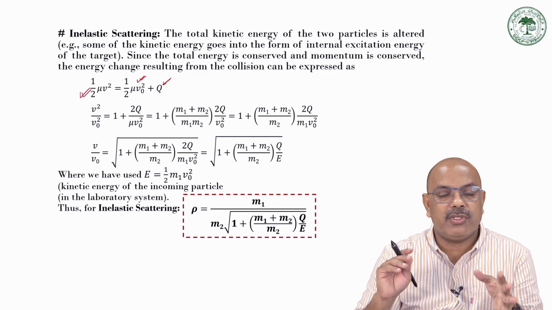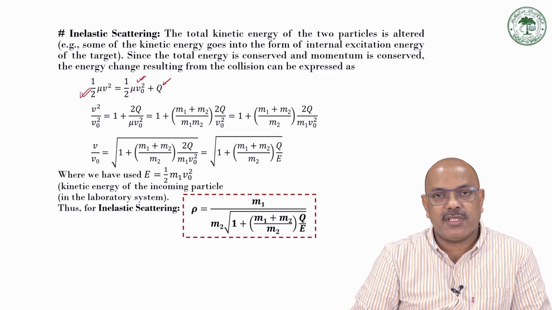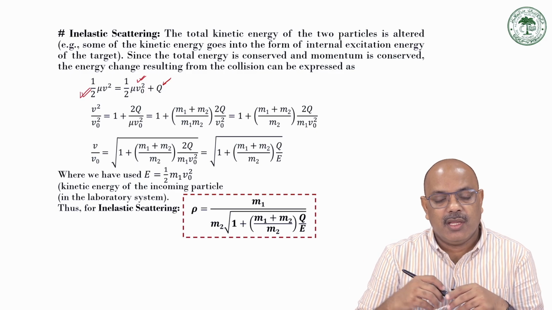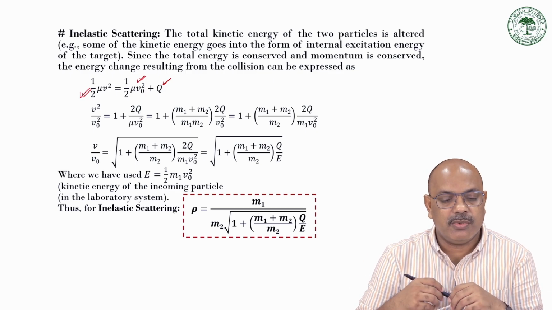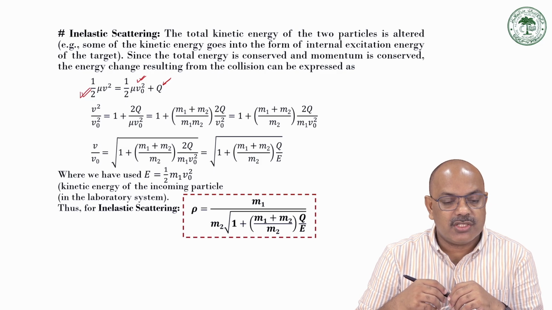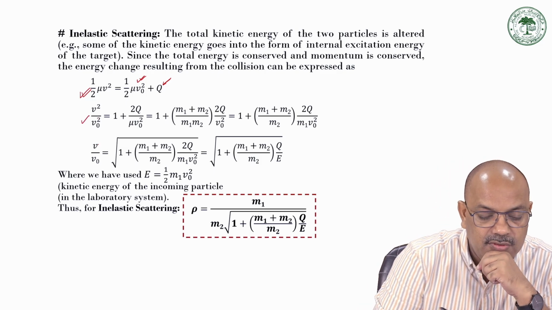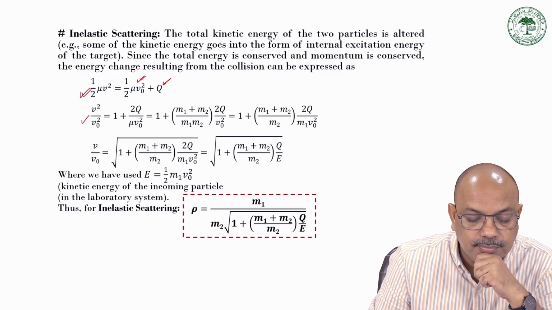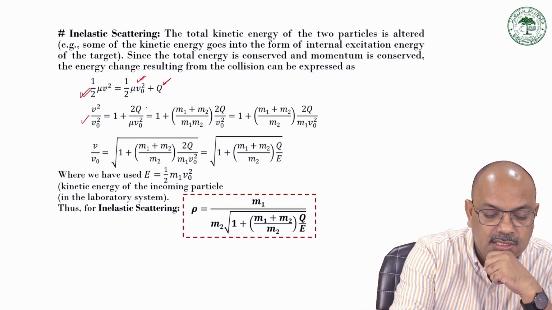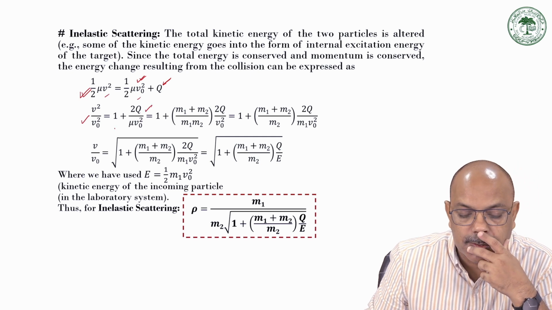Q certainly is going to be negative, because the energy is getting lost from the system, a loss of energy from the system. So from this relation we can get the ratio of v square and v0 square. If you take the ratio of these two, it is going to be 1 plus twice Q by mu v0 square.